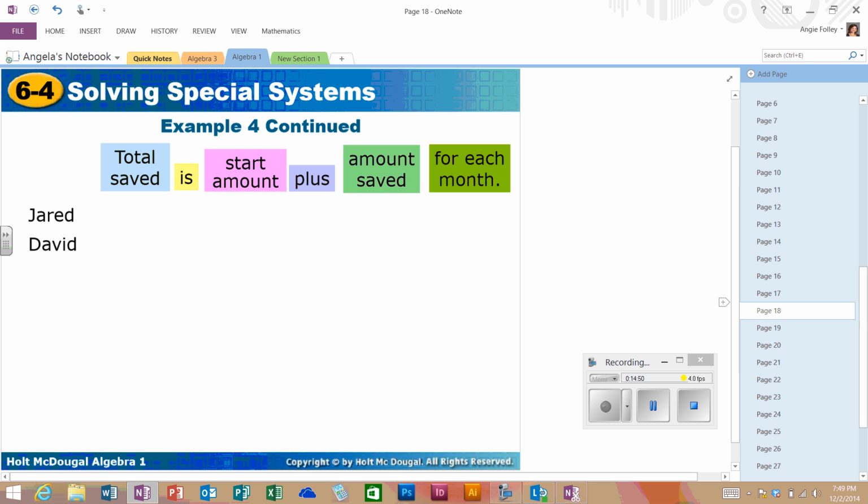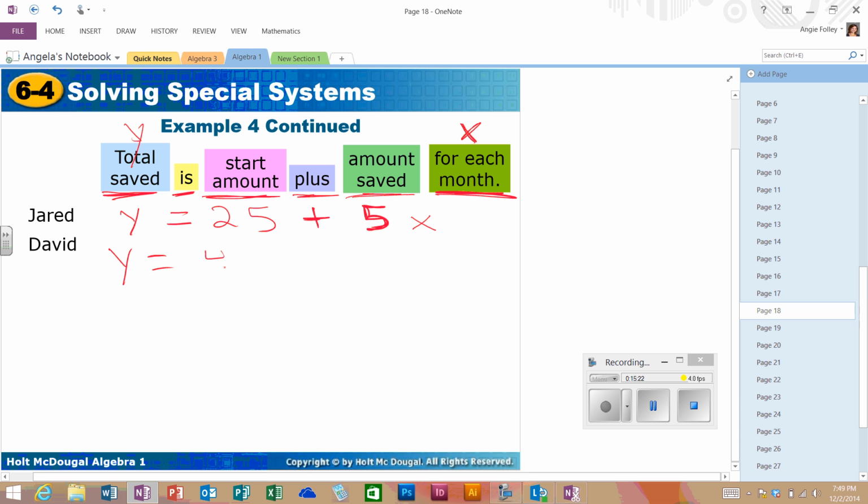So let's come up with our equations. Well, our equation is going to be the total saved is equal to the starting amount plus the amount saved each month, where we know the month is our X and our Y is the total saved. So Y is equal to the starting amount. Jared had 25 to start, plus his amount saved per month. He's doing $5 every month. So we'll use an X. David's doing $40 to start plus $5 per month.